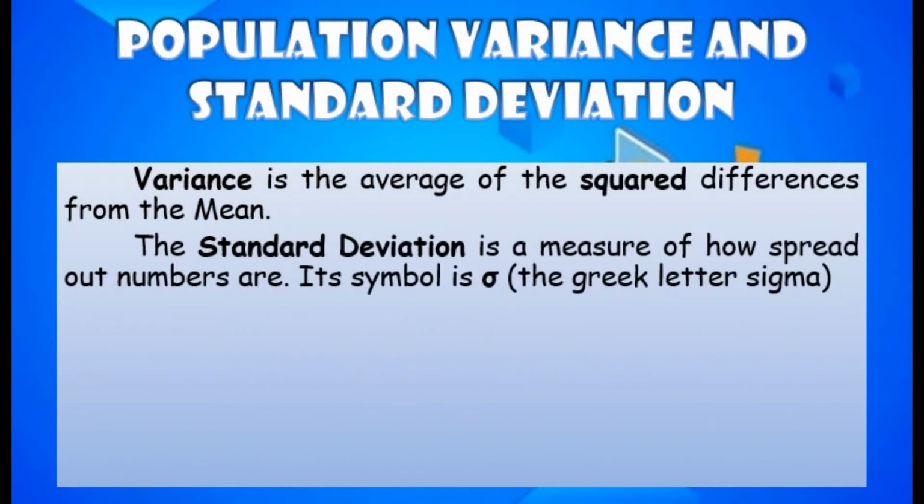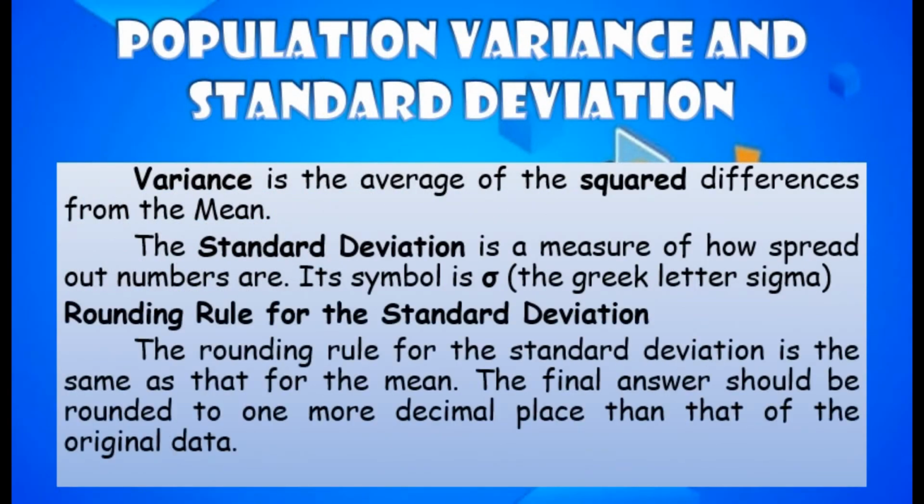Population variance and standard deviation. So before we start, let us define variance and standard deviation. Variance is the average of the squared differences from the mean, while the standard deviation is a measure of how spread out numbers are. Its symbol is the Greek letter sigma.